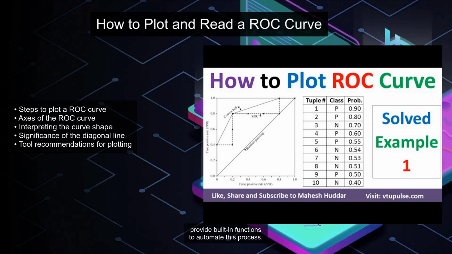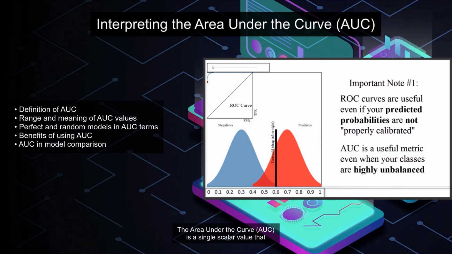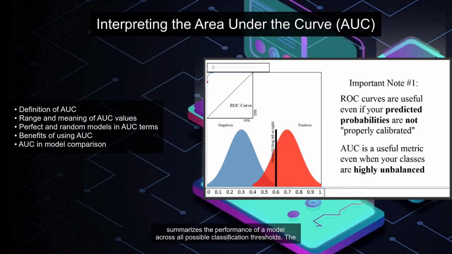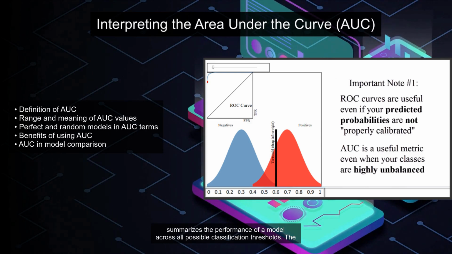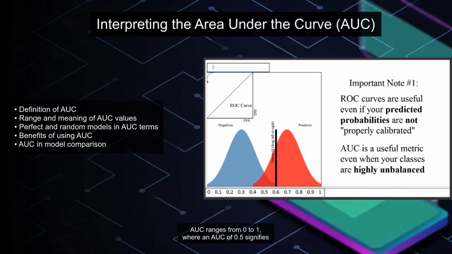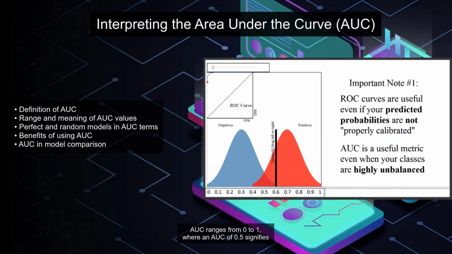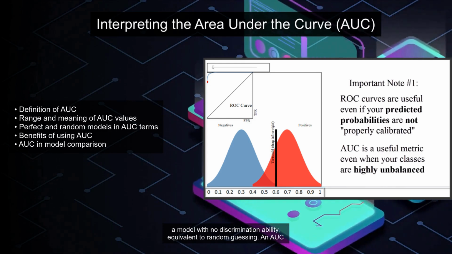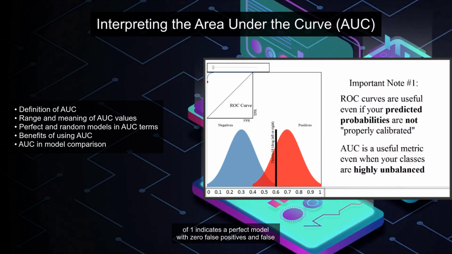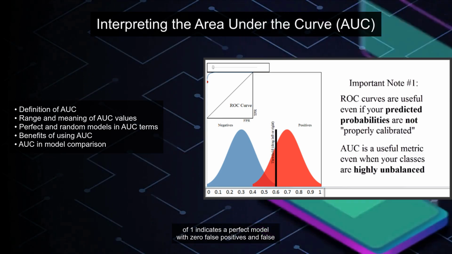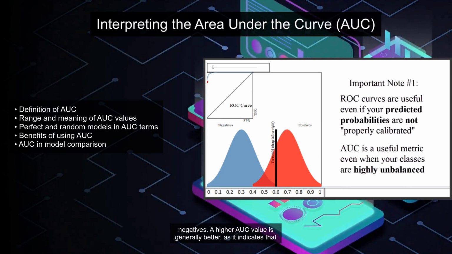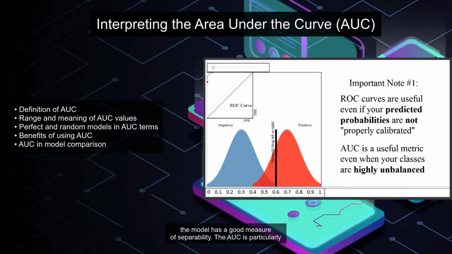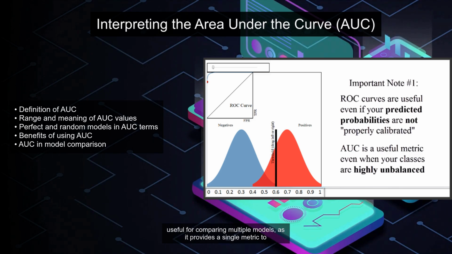The area under the curve, AUC, is a single scalar value that summarizes the performance of a model across all possible classification thresholds. The AUC ranges from 0 to 1, where an AUC of 0.5 signifies a model with no discrimination ability, equivalent to random guessing. An AUC of 1 indicates a perfect model with 0 false positives and false negatives. A higher AUC value is generally better, as it indicates that the model has a good measure of separability.